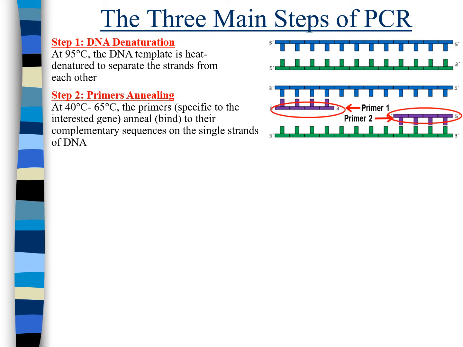Primer annealing, guys, is very specific. This is the most specific step of the PCR. It's specific to the gene we are interested in.